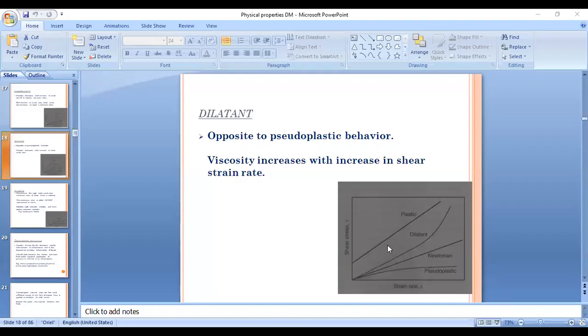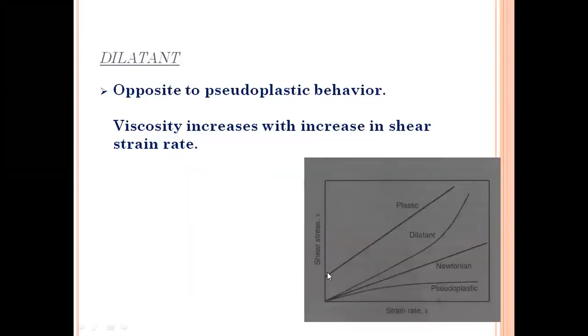If you can see this graph clearly, plastics are what? You have to apply a certain amount of stress, after which only they start flowing under constant viscosity. Dilatants, after a certain amount of strain, under stress, the viscosity keeps on increasing.